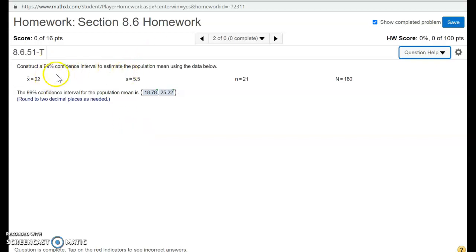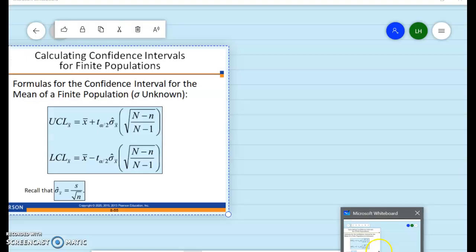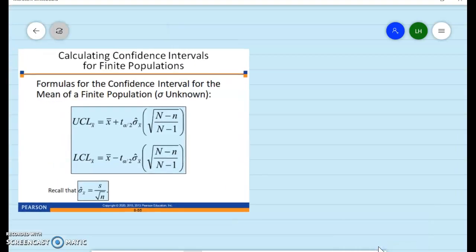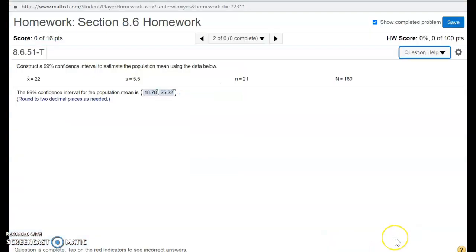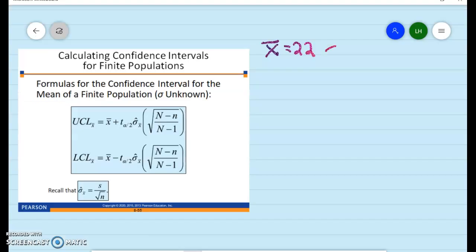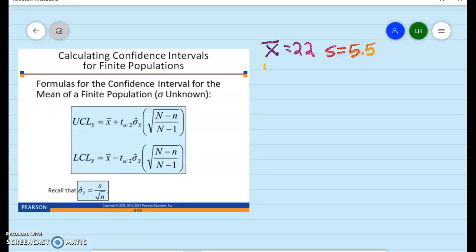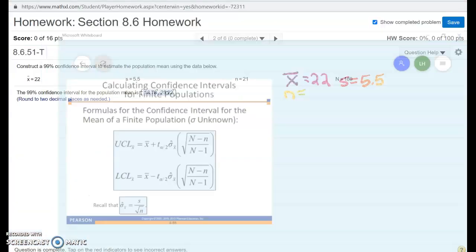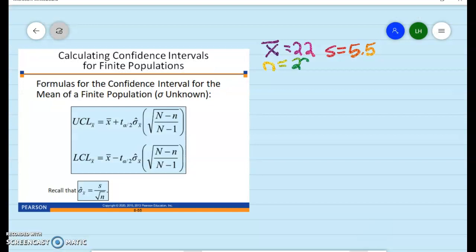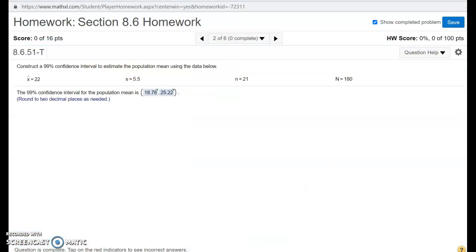Okay, here we're looking at a 99% confidence interval, and we know the sample mean, which is 22. And we know that S is 5.5. So we are given the sample standard deviation. We do not have the population standard deviation. And n is equal to 21. And the population is 180.